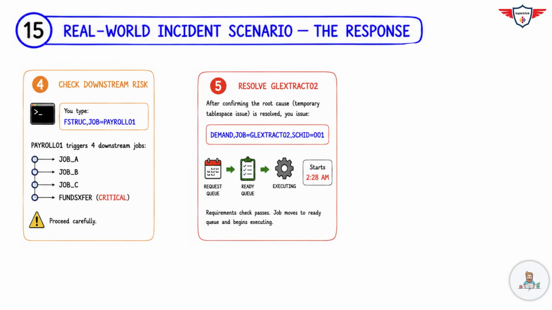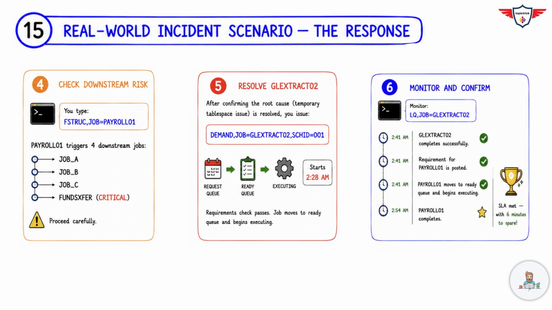Now the next crucial step is that you have to resolve the issue with GLEXTRACT02, and for that you need to coordinate with a DBA team or the respective team who are actually the owner of this particular job. So you have coordinated with them and they have confirmed that it was an issue with a table space, which has been resolved now. So now you have to restart or execute that particular job once again.